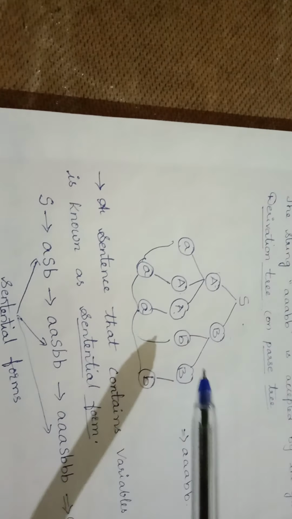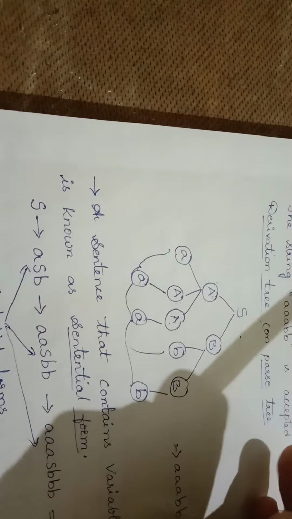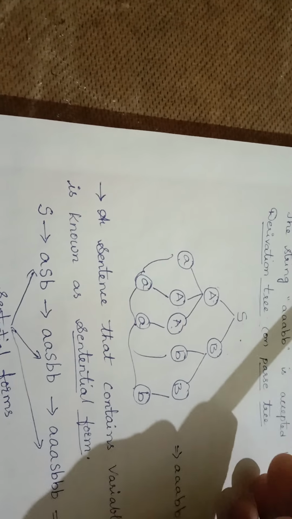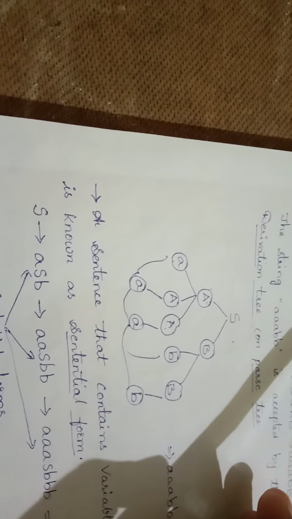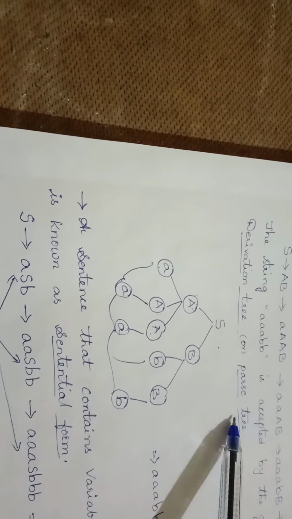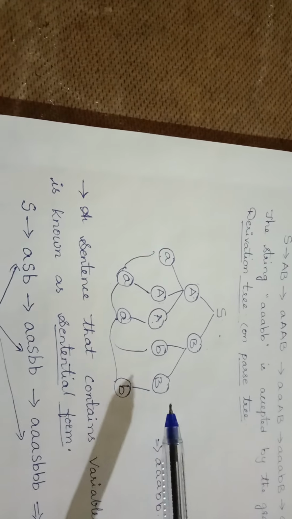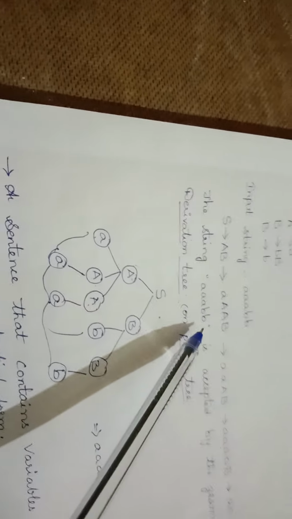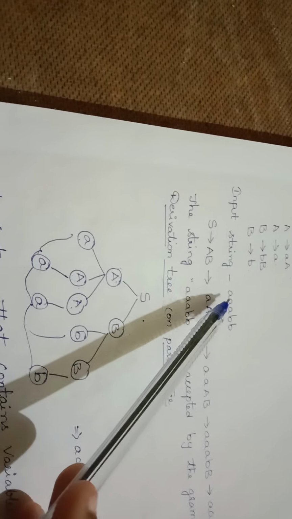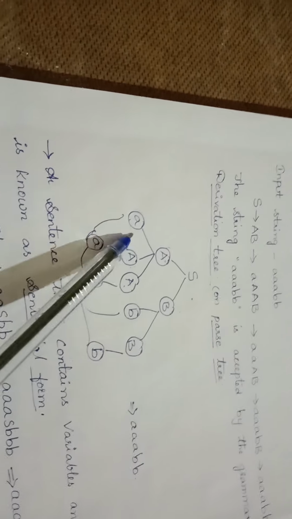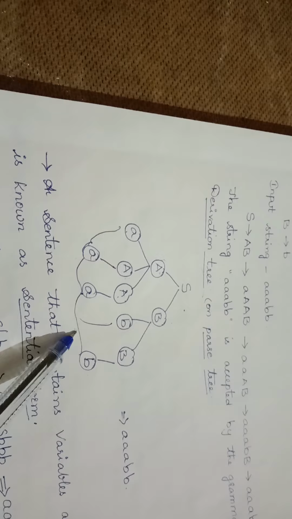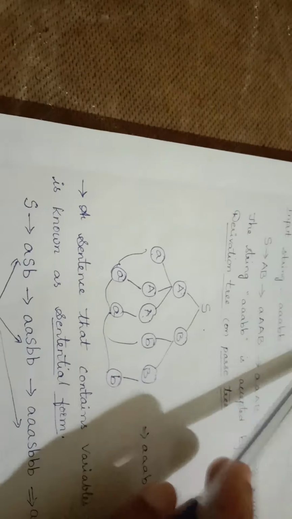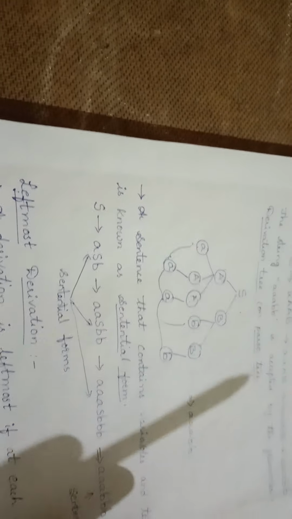Now for B, we have two productions: B → bB and B → b. According to the given string, we need to construct the derivation tree. So B → bB, then B → b. The string which they asked in the question is aaabb, so we have derived the string aaabb from the given grammar. So this is called the derivation.